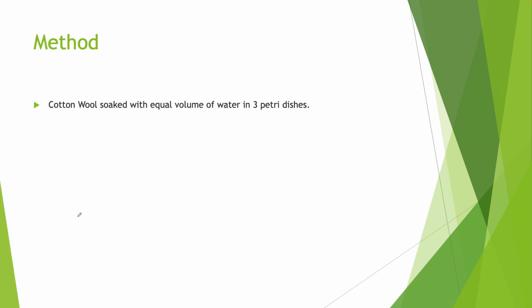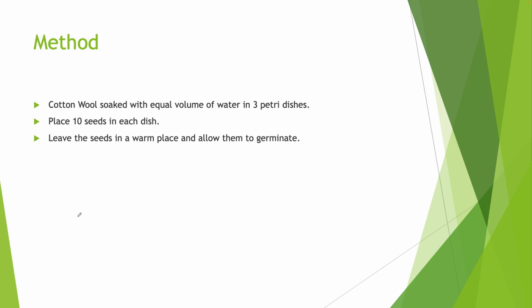So if we just have a look at the method you would use, so you have 3 petri dishes, and you put an equal amount of cotton wool in each petri dish, and you soak it with an equal volume of water. We've got some more control variables there. Then you place 10 seeds on each dish, and then you leave the seeds in a warm place and allow them to germinate. So they have water and they have a suitable temperature, and that's what will allow them to germinate. You water the seeds every day with the same volume of water, another control variable.